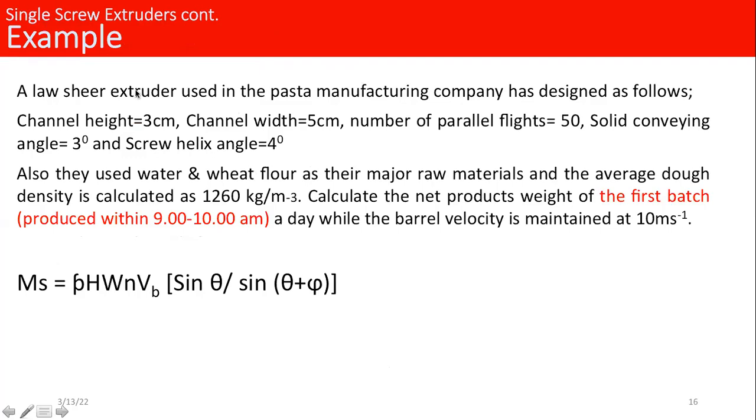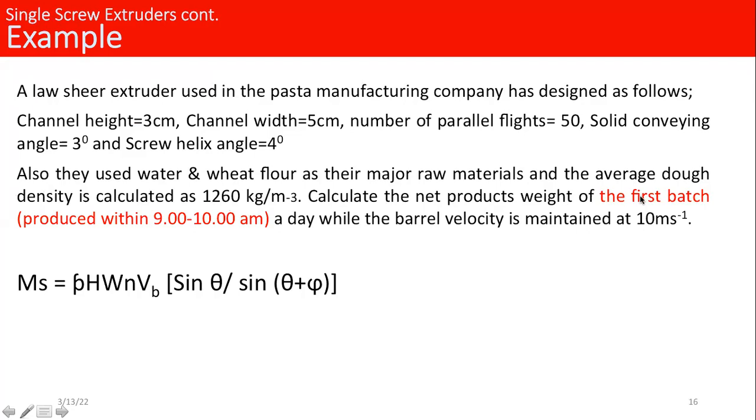A low shear extruder used in a food manufacturing company has been designed as follows: channel height, channel width, number of parallel flights, solid conveying angle. All these things are there. I have given all the factors. Also, they use water and wheat flour as the major raw material, and the average solid density is calculated as 1260 kilograms per cubic meter. Calculate the net product weight of the first batch.